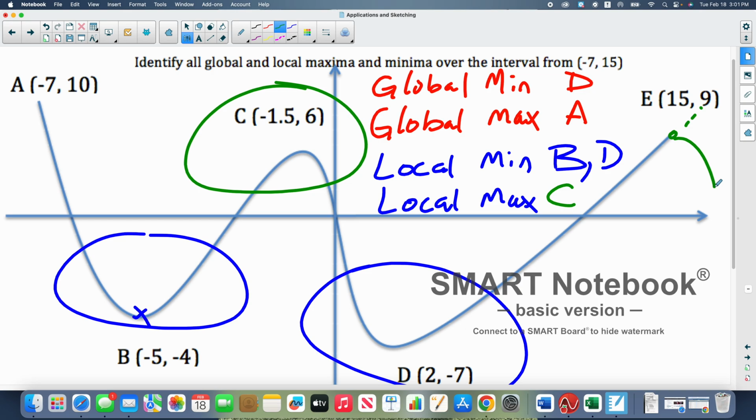But could it do this? So I don't know what's on the other side of this, so I can't compare it with anything, so I'm not sure. So these endpoints are not really relative, because I don't know what's on the outside, and they're not local. They can be globals, but they can't be relative ones. That make sense? Just because I don't know what exists on the other side of A or E.